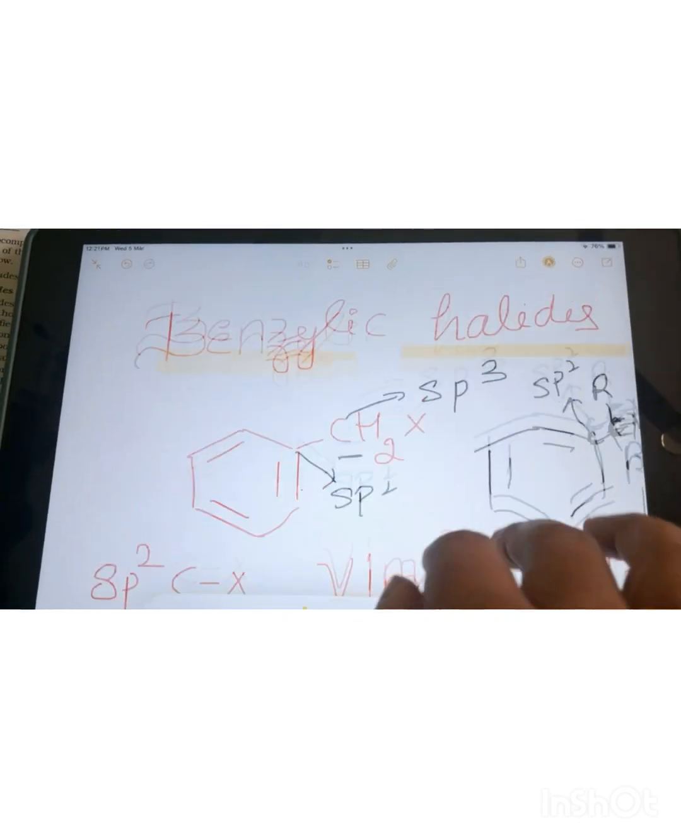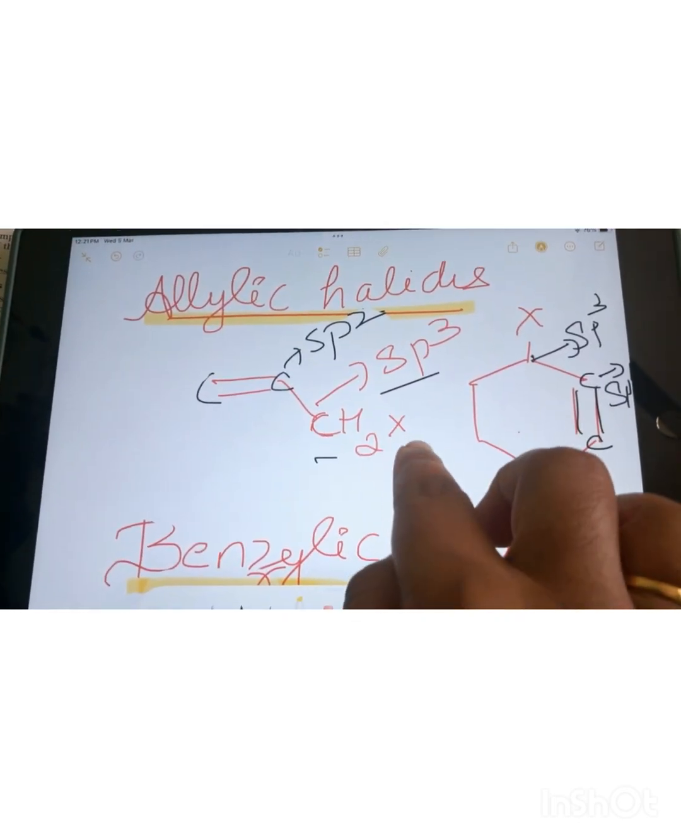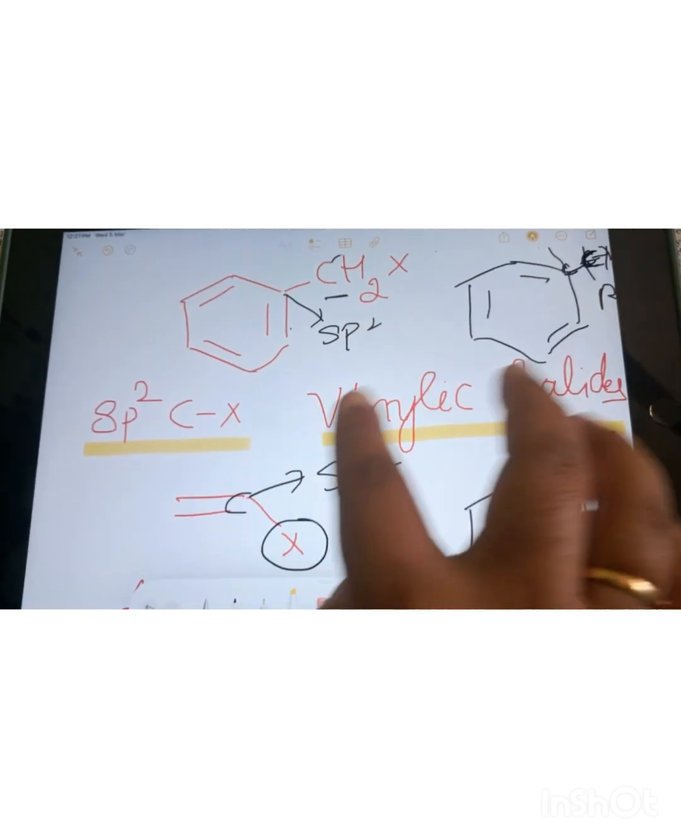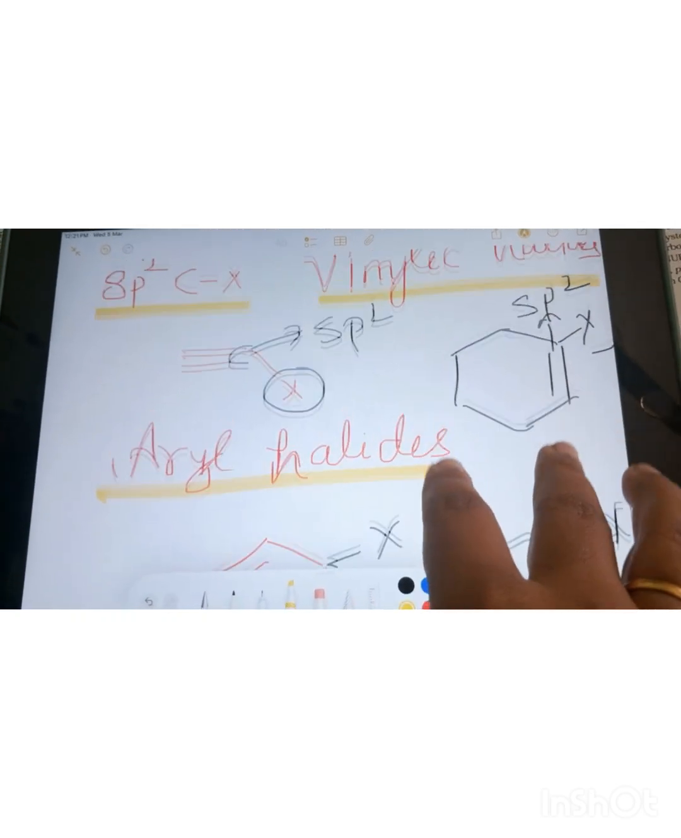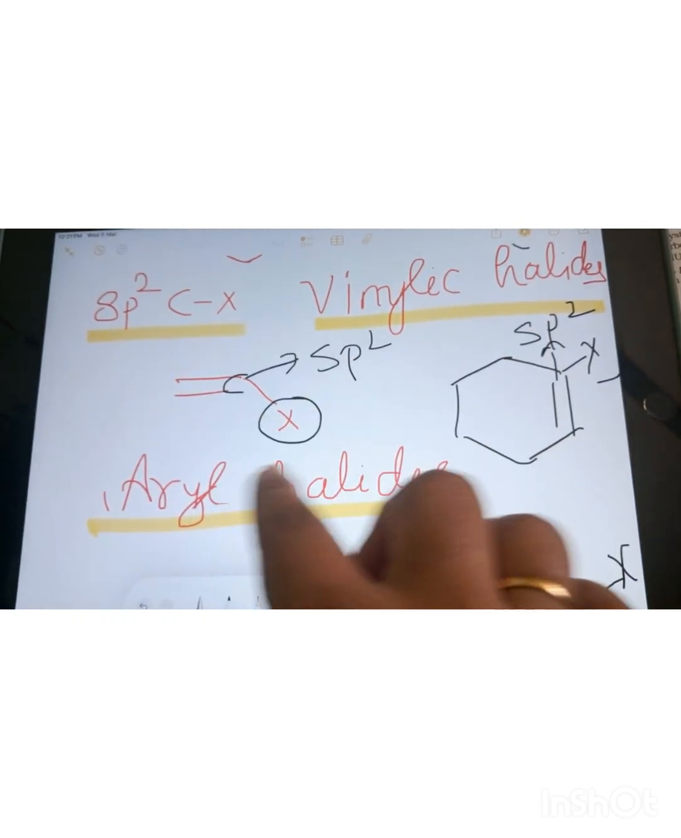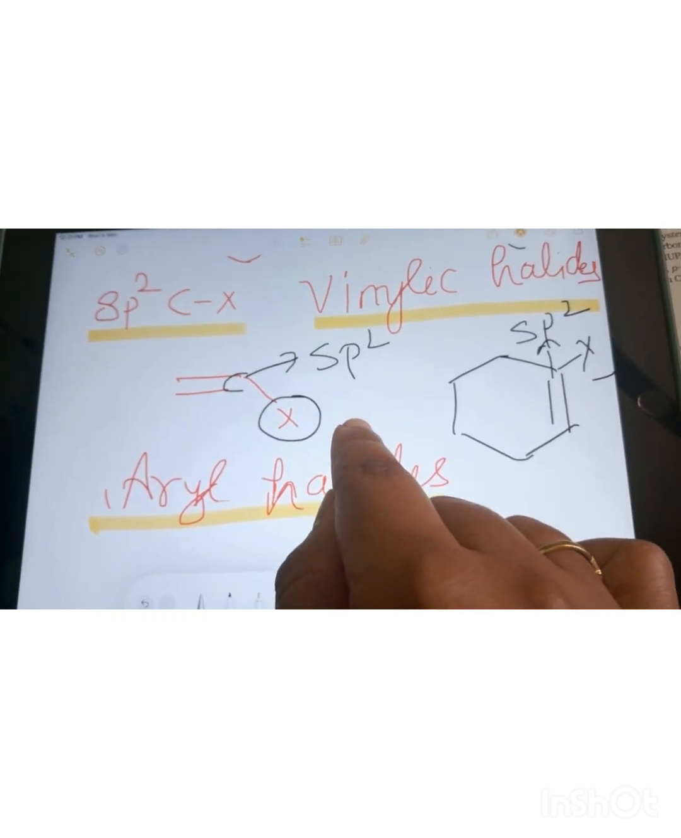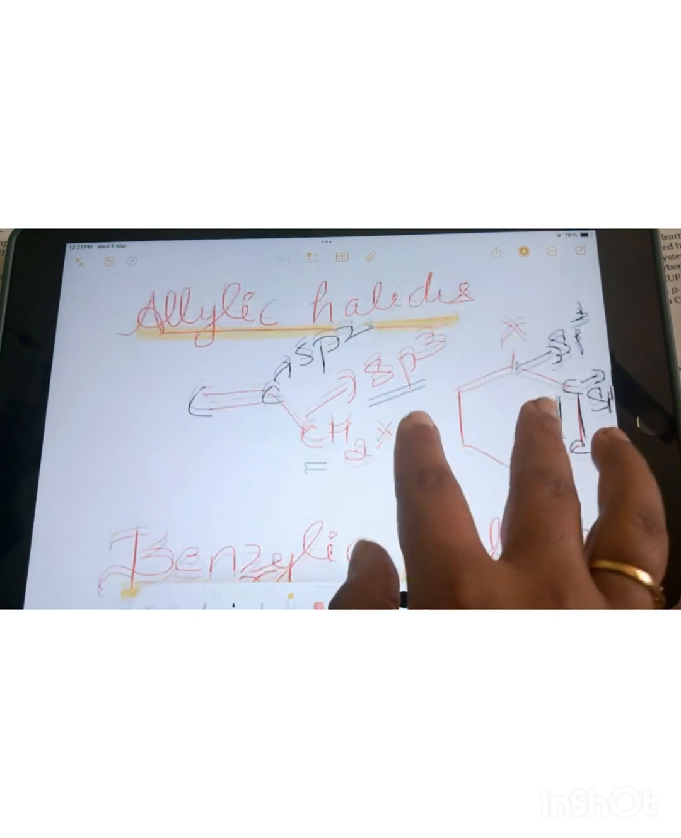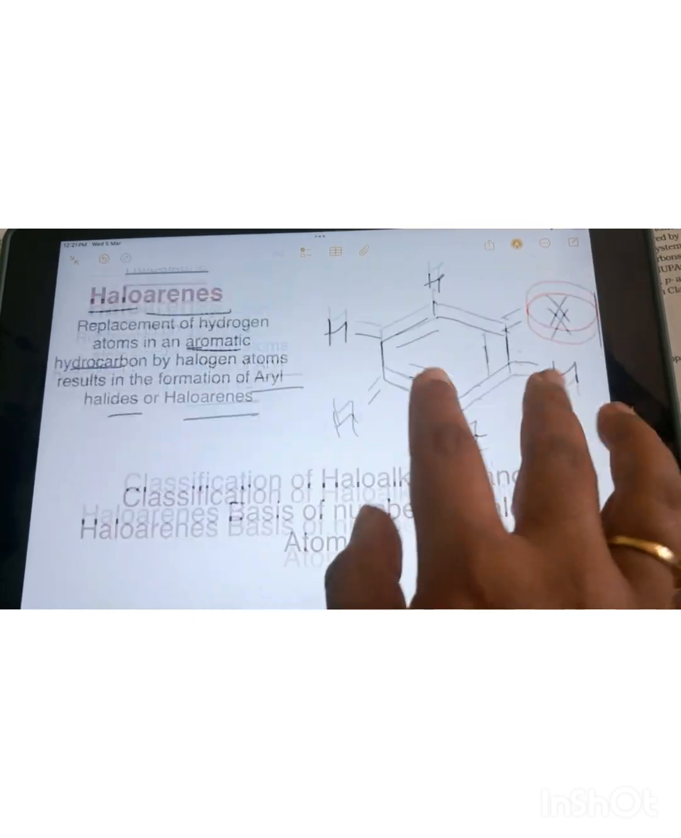Okay, so in the first two classifications the halogen was attached to an sp3 hybridized carbon and the second carbon was sp2. In the last two examples, vinylic and aryl halide, the halogen was directly attached to an sp2 carbon atom. Okay, so that is also very important from the exam point of view.